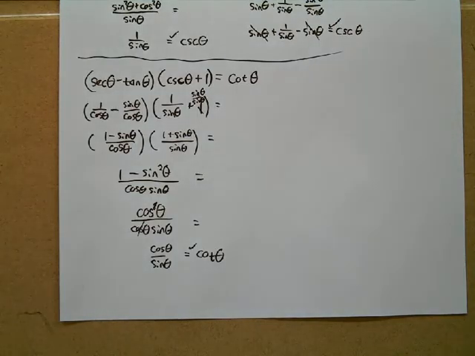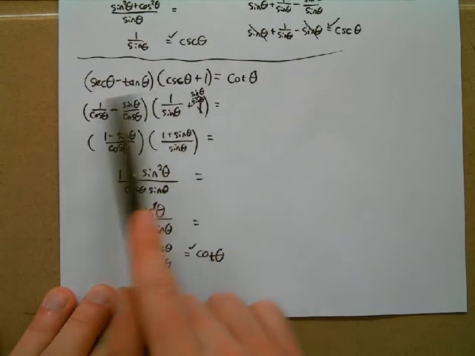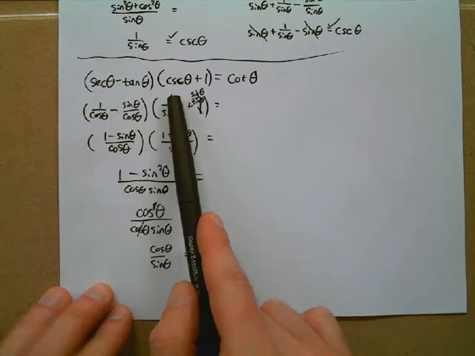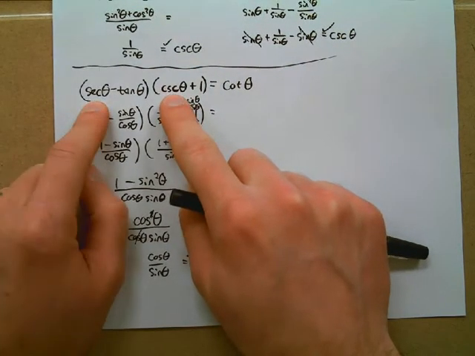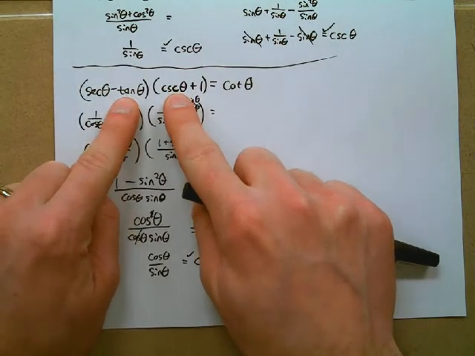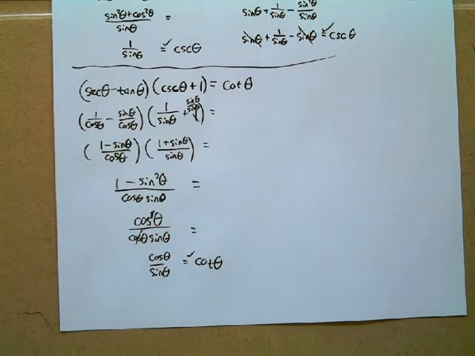Did anyone FOIL this from the very beginning? It would work if you did it that way too. So if we did secant times cosecant plus 1, secant minus tangent times cosecant minus tangent, it would actually work that way too. If you FOIL it from the very beginning and then turn everything in terms of sine and cosine, things would cancel, you get a common denominator, all that good stuff. This is one way. There's another way to go too.